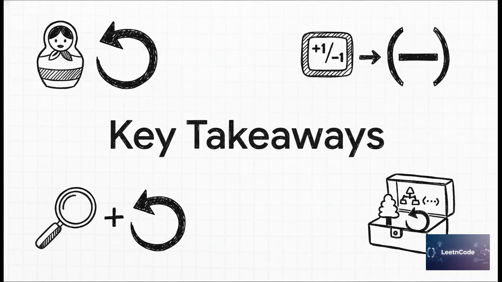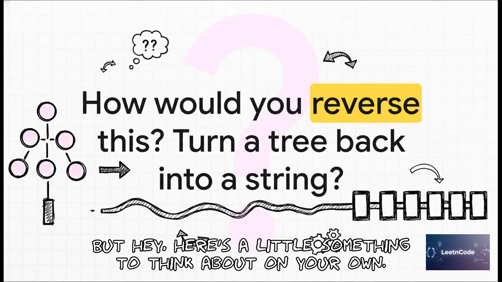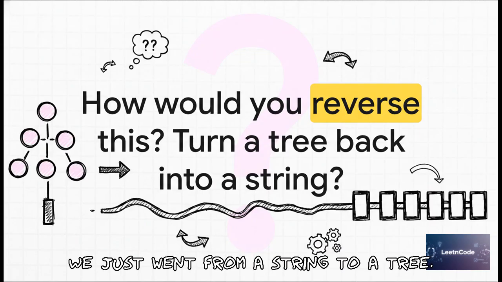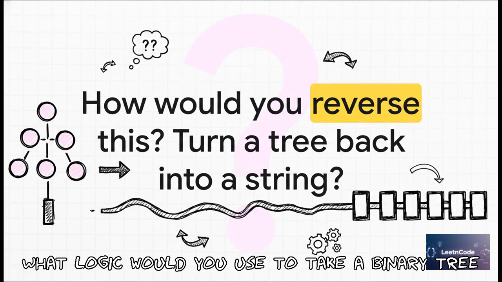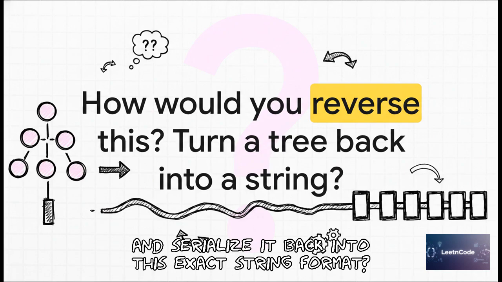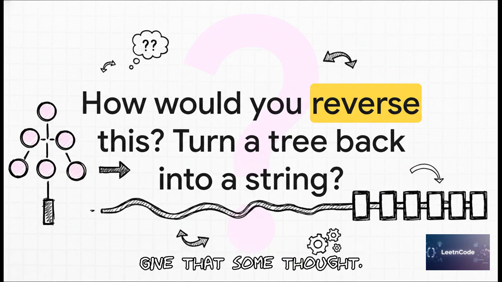And that just about wraps it up. But hey, here's a little something to think about on your own. We just went from a string to a tree. So, how would you reverse it? What logic would you use to take a binary tree and serialize it back into this exact string format? Give that some thought.